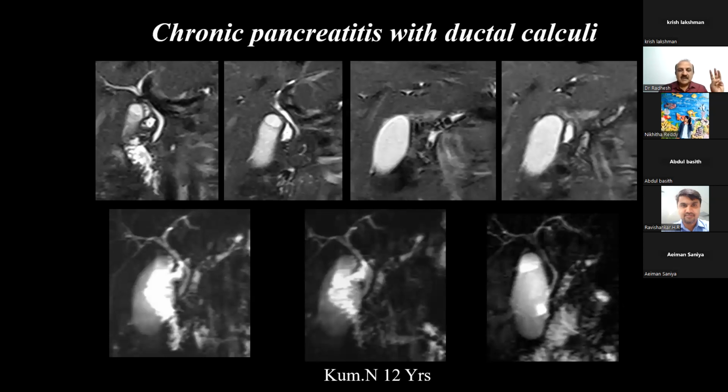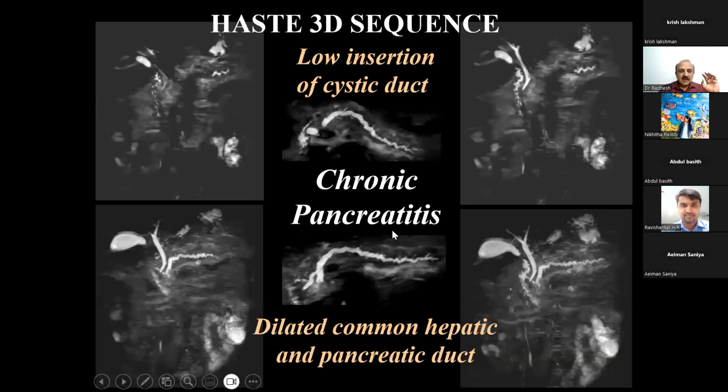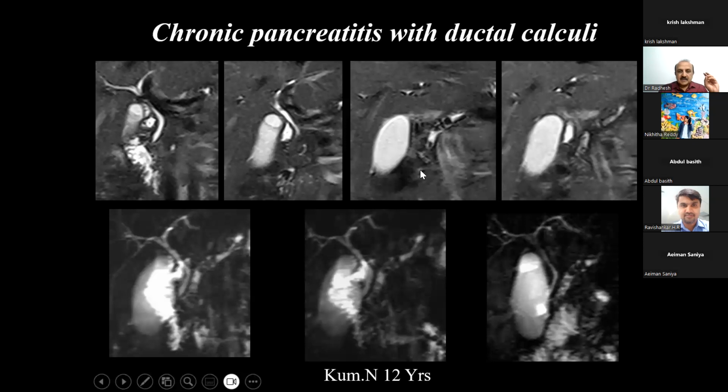Now, the third thing is the duct irregularity again. It is not a smooth duct. The outlines are definitely irregular. You see ductal dilatation, ductal irregularity. You see multiple calculi. You see this? This is the dilated pancreatic duct. You see multiple filling defects within the pancreatic duct. Is it clear? So these are the multiple calculi and the signal intensity will be similar to the flowing blood.